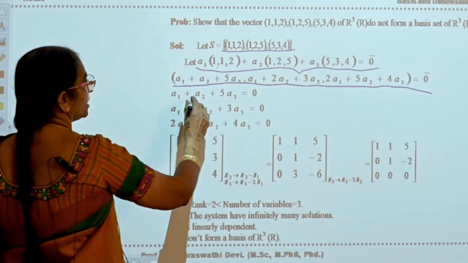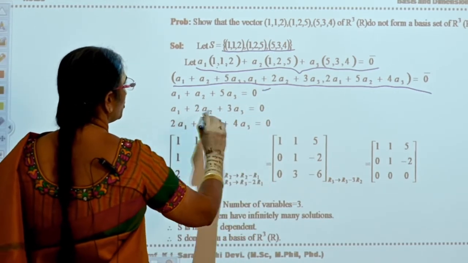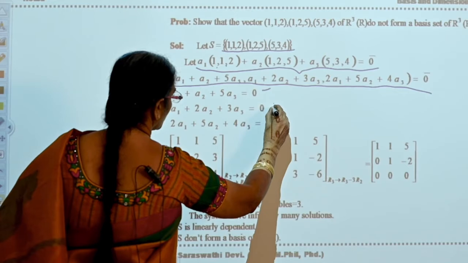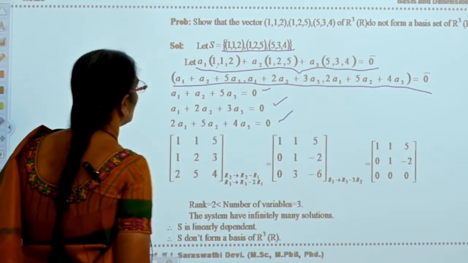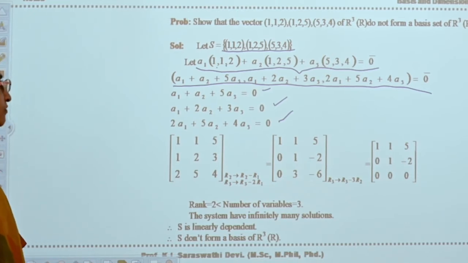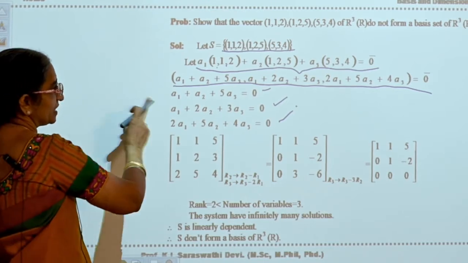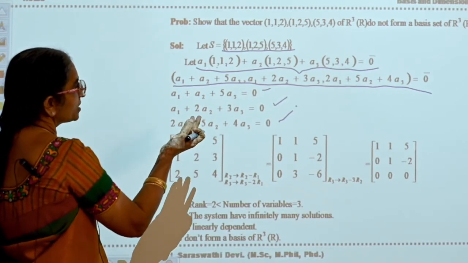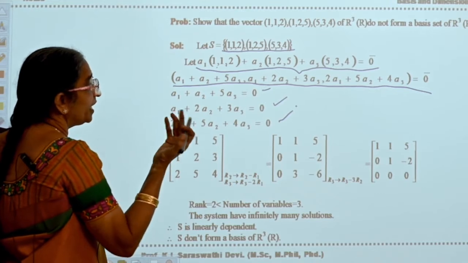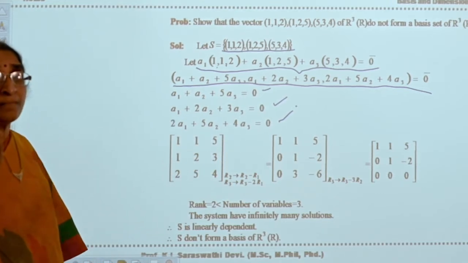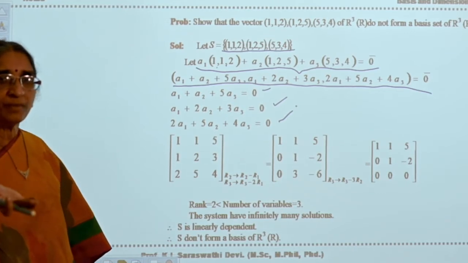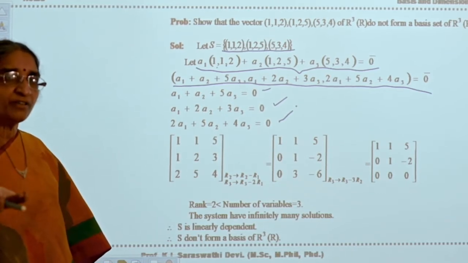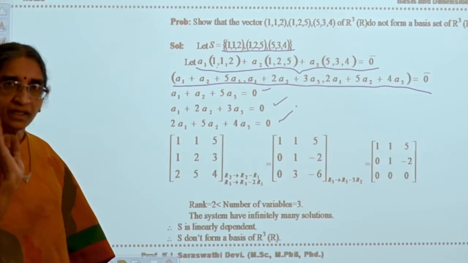So A1 plus A2 plus 5A3 is equal to 0. A1 plus 2A2 plus 3A3 is equal to 0. 2A1 plus 5A2 plus 4A3 is equal to 0. One way of solving these equations is, if you subtract the first equation from the second equation, A2 minus 2A3 is equal to 0. A2 is a scalar multiple of A3, is it? A2 is a scalar multiple of A3 means one is a scalar multiple of the other, which means it is linearly dependent. Then itself you can say.